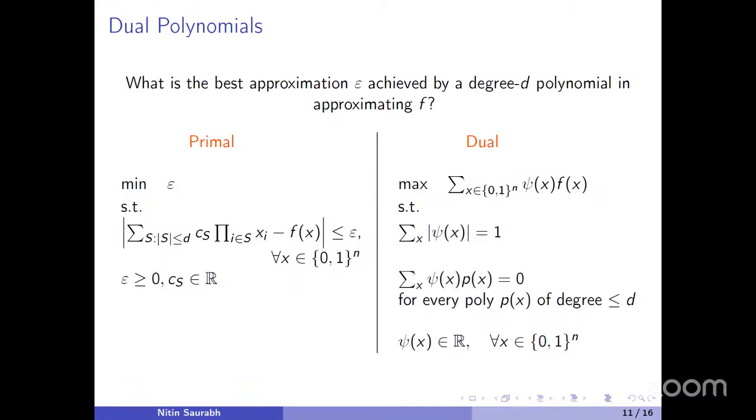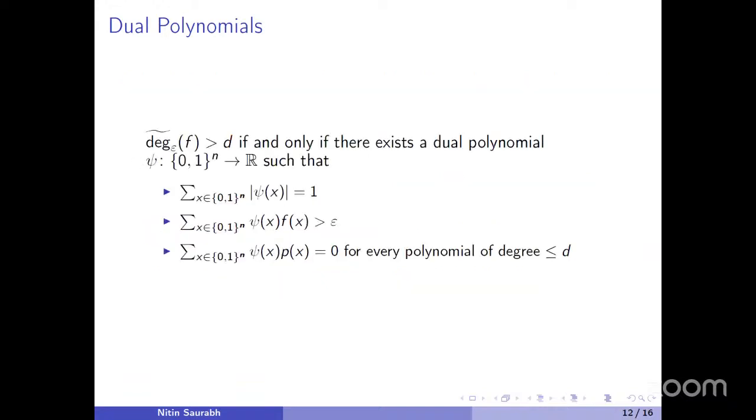In a way, it's showing that f cannot be approximated by a degree D polynomial within error epsilon. So rewriting the whole thing, it says that the approximate degree of f is strictly greater than D if you can find such a function which has L1 norm 1, has a good correlation with your function, strictly greater than epsilon, and zero correlation with every polynomial of low degree.